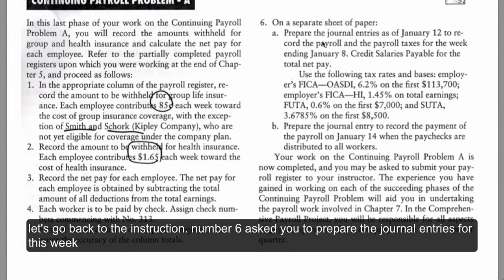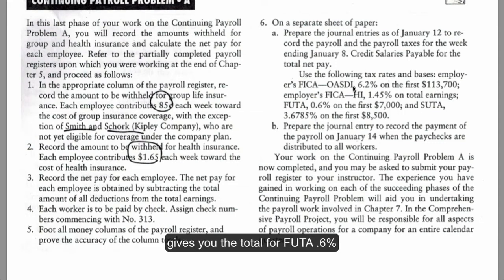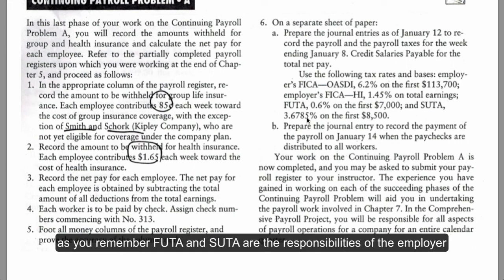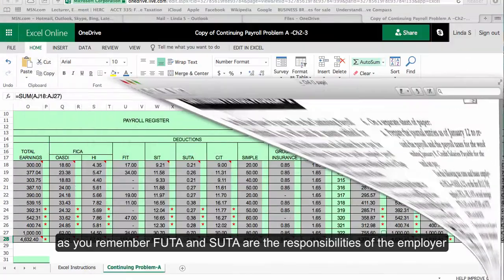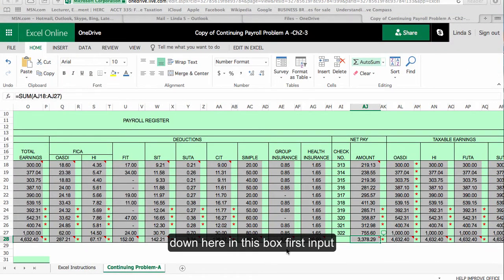Number 6, it asks you to prepare the journal entries for this week. And it gives you the total for FUTA, it's 0.6%, and for SUTA, it's 3.6785%. As you remember, FUTA and SUTA are the responsibilities of the employer. So let's go back to the worksheet down here.